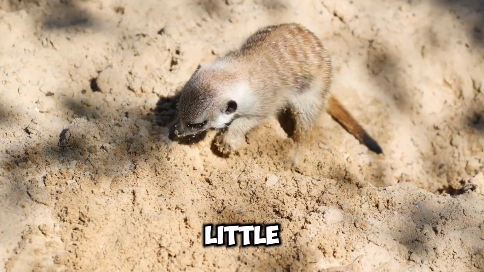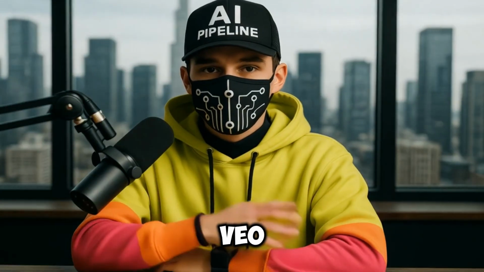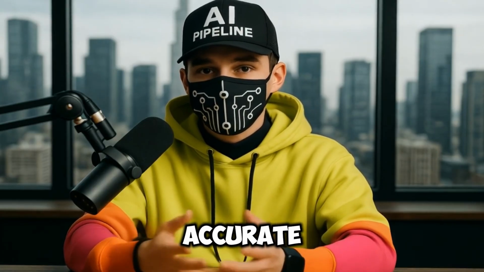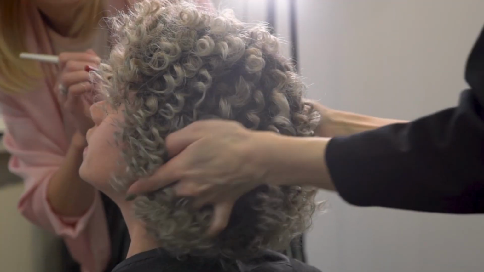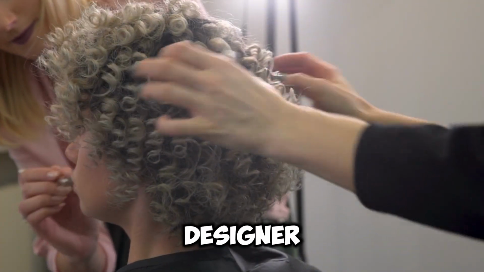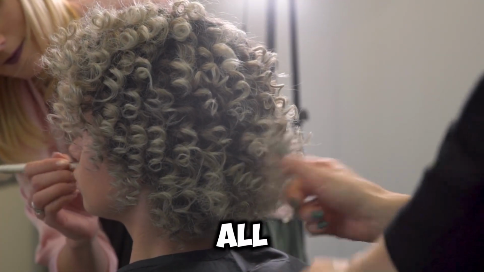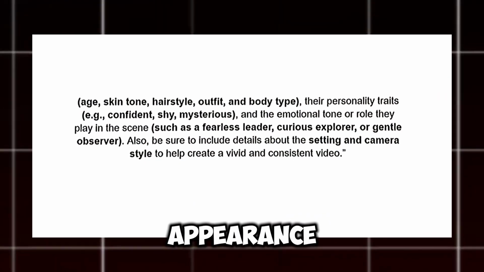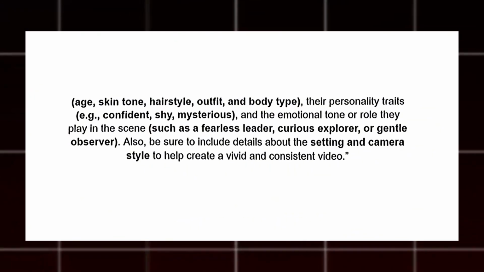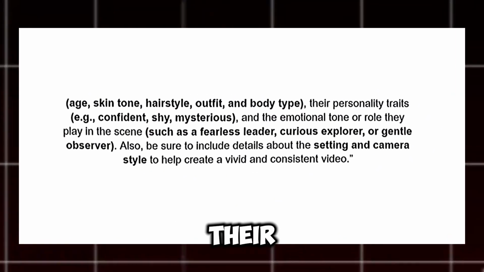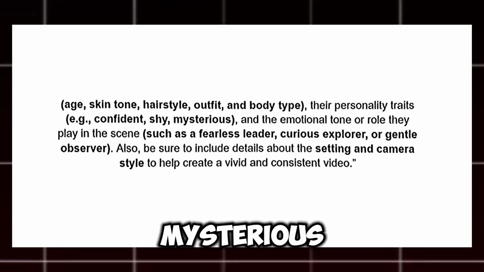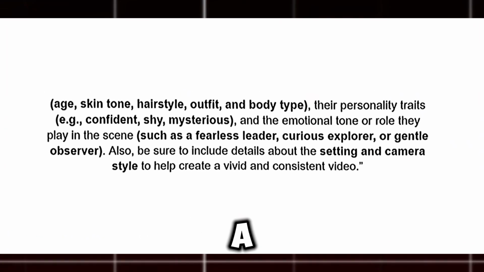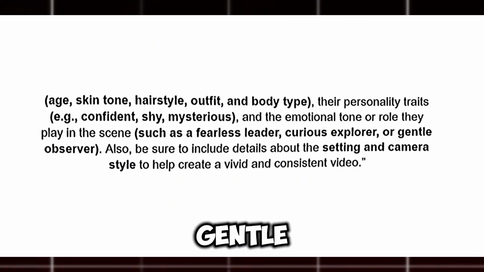Now, let's dig a little deeper. When it comes to VEO 3, the more context you give in your prompt, the more consistent and accurate your character becomes. Think of it like giving a costume designer, makeup artist, and casting director all their instructions at once. You want to cover the character's appearance, age, skin tone, hairstyle, outfit, body type, their personality, confident, shy, mysterious, and even the emotional tone or role they play in the scene. A fearless leader, a curious teen, a gentle healer.